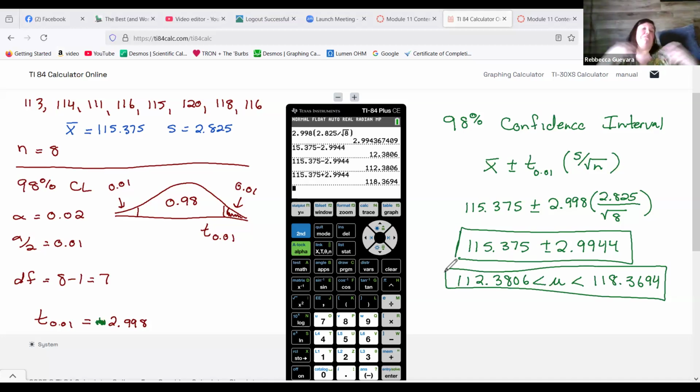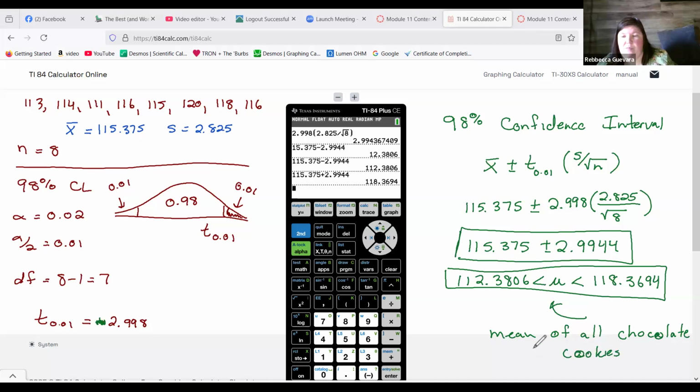So that means for all the chocolate chip cookies, we expect that its mean is going to be somewhere in this range. Or not chocolate chip cookies, just chocolate cookies. Somewhere in there. And that range is pretty decent.